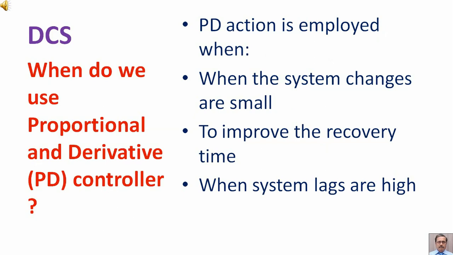When do we use a proportional and derivative controller? PD action is employed when the system changes are small, to improve the recovery time, when system lags are high.